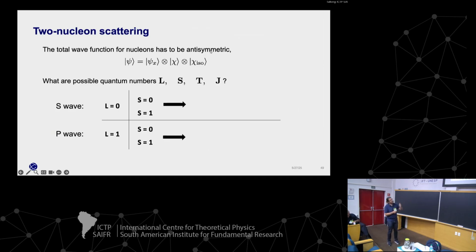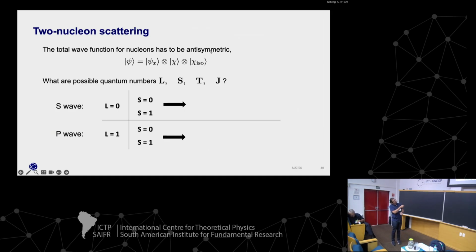So that's my next question for you. If you would have L equals 0 and spin equals 0, what does the isospin and the total angular momentum look like? So we're just in this case, L equals 0, S equals 0. What is T and J?